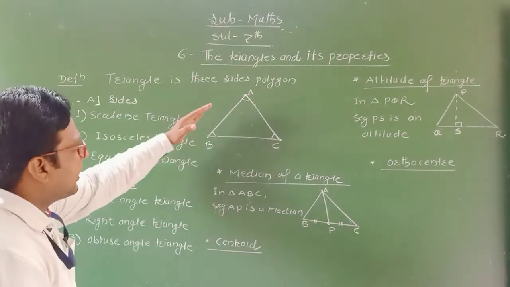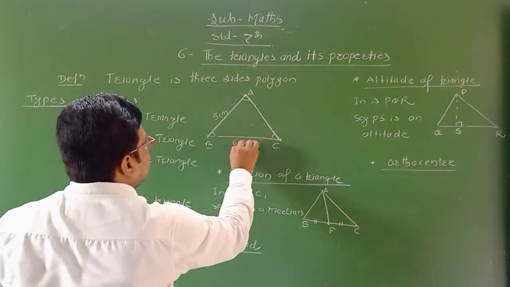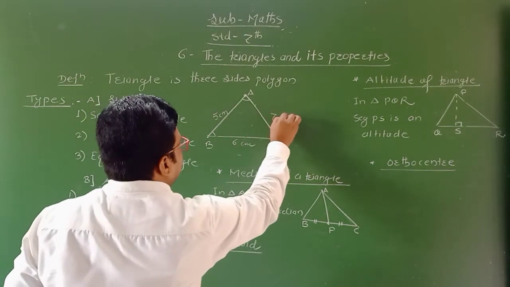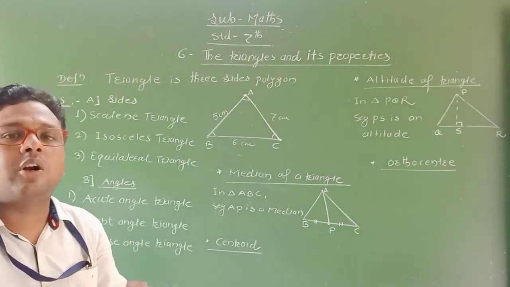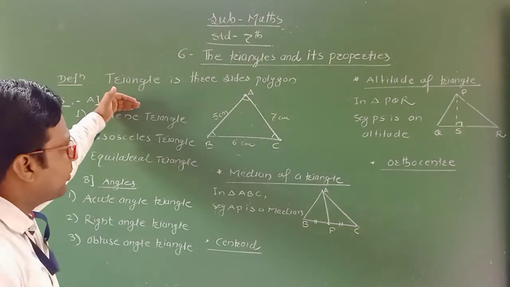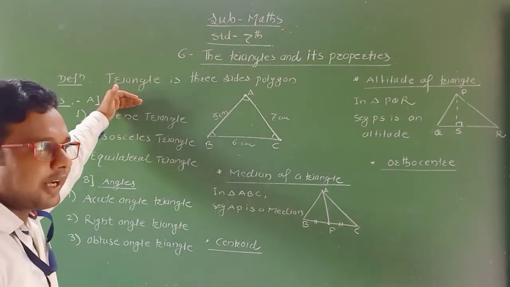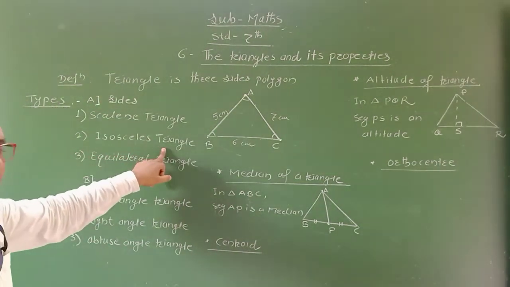For example, triangle ABC. The length of the side AB is equal to 5 cm, this is 6 cm and this is 7 cm. All the sides of different length, then such a triangle is called a scalene triangle. Okay, this is according to the sides of the triangle or the length of the sides of the triangle. Clear? Then second type is isosceles triangle.